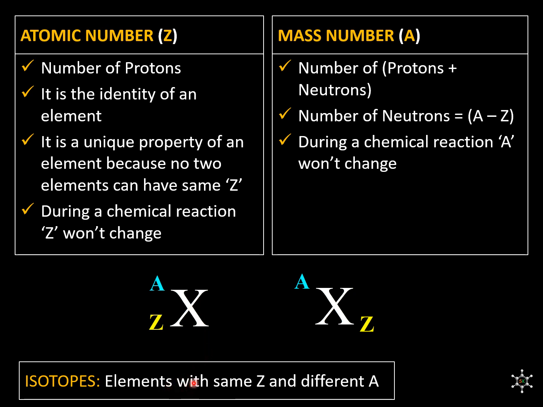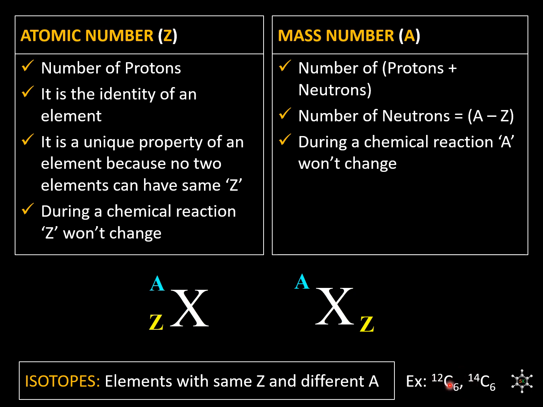Isotopes means elements with same Z and different A. Same Z means number of protons remains same. Different A means two isotopes will be having different number of neutrons in it. Example, carbon 12, carbon 14.